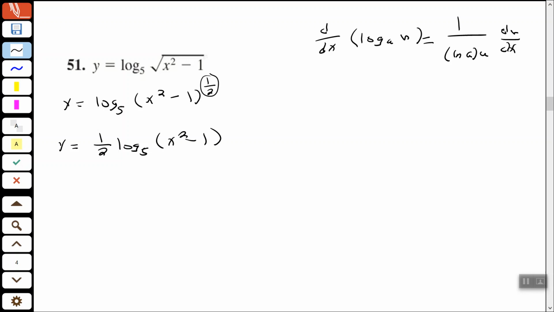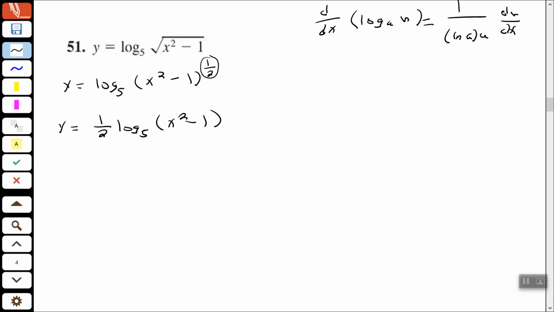And then I can find my derivative of this. So we have 1/2, which is a constant multiplier there. So we'll leave that 1/2 as is times log base 5 of x squared minus 1. So in this case, a is equal to 5 from our formula, and u is equal to x squared minus 1, and du over dx is equal to 2x.